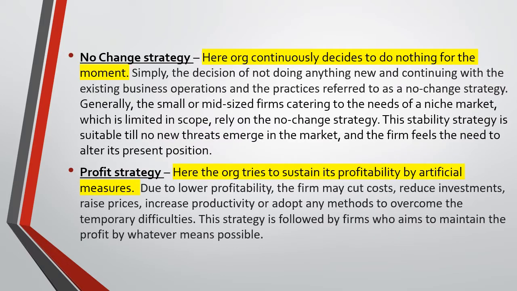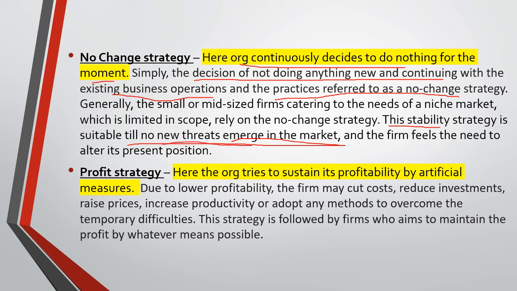So the no change strategy: here the organization decides to do nothing for the moment. The decision of not doing anything new and continuing with the existing business operations and practices is referred to as a no change strategy. So it's simple. The stability strategy is suitable till no new threats emerge in the market. When new threats emerge, you have to make new strategies to cope with the competition, and the firm feels the need to alter its present position.